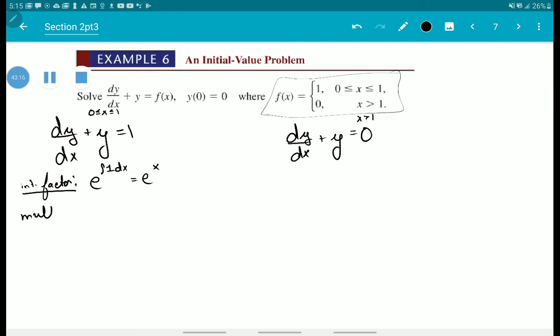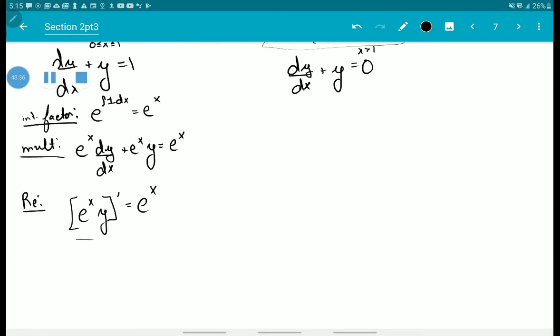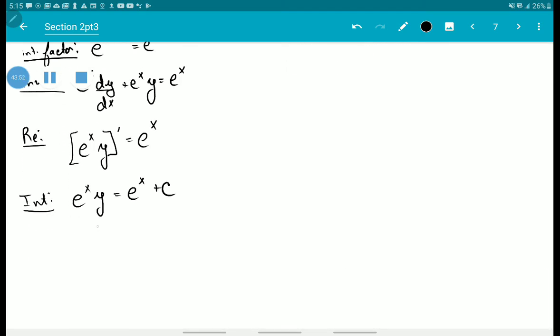Multiply through. Rewrite. This is where you would do the check. If we take the derivative of this, we will get that. So it does check out. Then we're going to integrate. And then I'm going to solve this for y by dividing everything by e to the x.